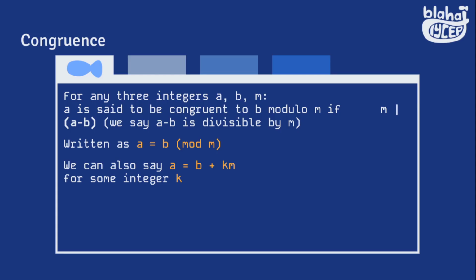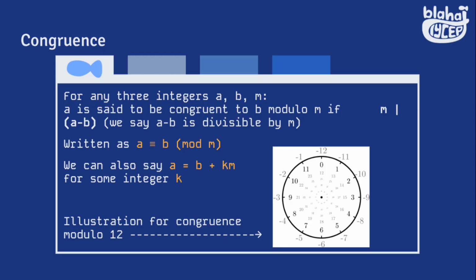And this form here, 29 equals 1 plus k times 14, is very useful when we want to perform some arithmetic calculations, which we'll be going into later. So this is a small illustration for congruence modulo 12. You can see that 0 is congruent to 12, which is congruent to 24, and it's also congruent to negative 12. And negative 11 is congruent to 1, 13, and so on and so forth.